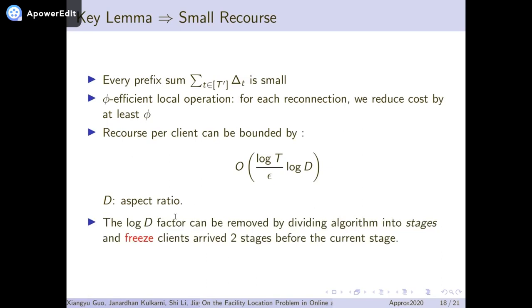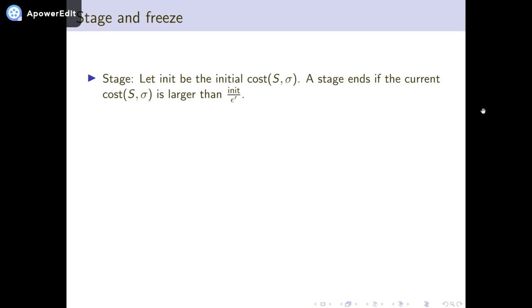The log d factor can be removed by dividing the algorithm into stages and freezing the clients that arrive 2 stages before the current stage. We define a stage as follows. Let's say we begin with some time step. Initial is the initial cost. A stage ends if the current cost is larger than the initial cost divided by epsilon prime.